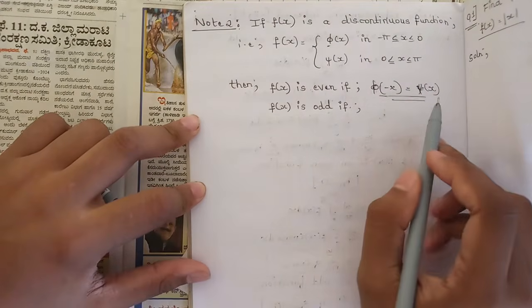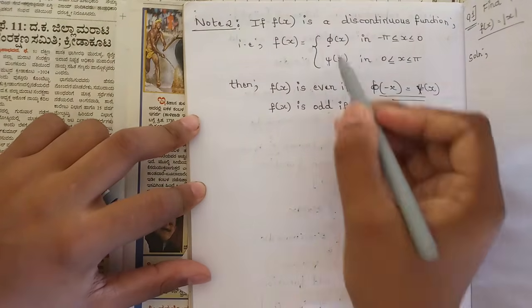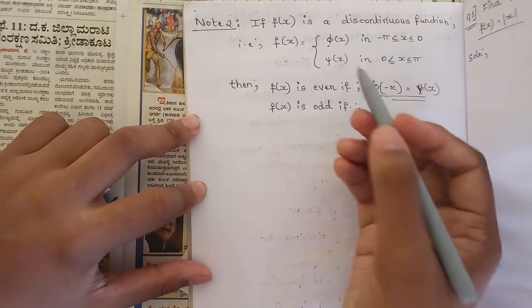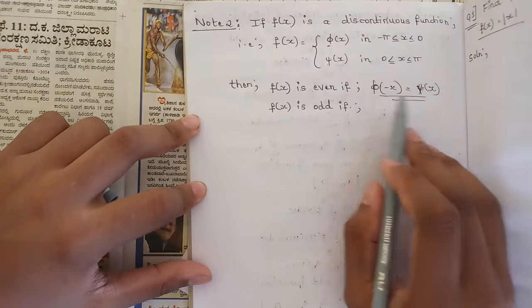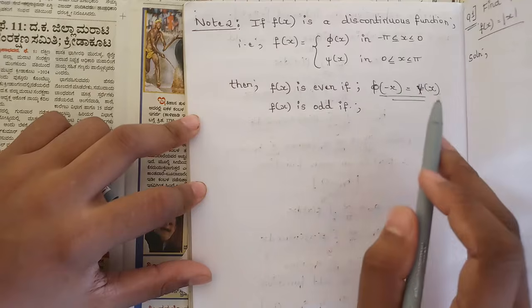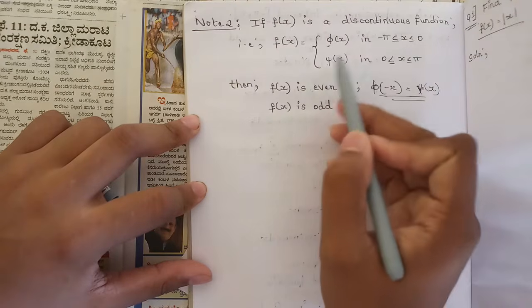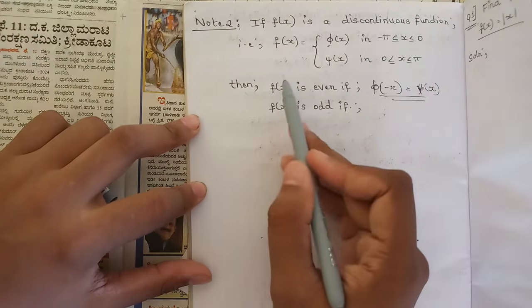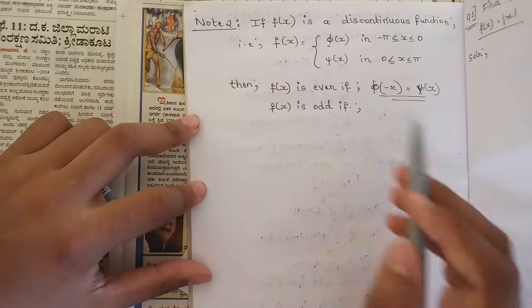Phi of minus x is equal to xi of x. Whatever phi of x is given, you have to replace the value of x by minus x, and after replacing and simplifying, if we get xi of x, then we say that f of x is an even function.